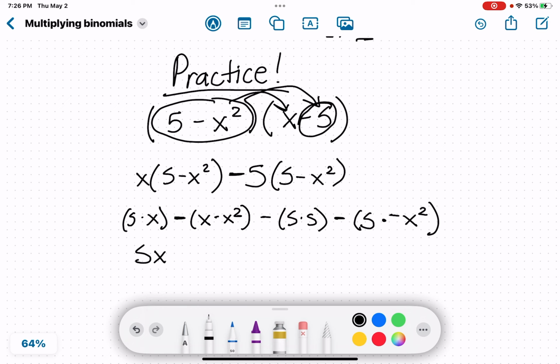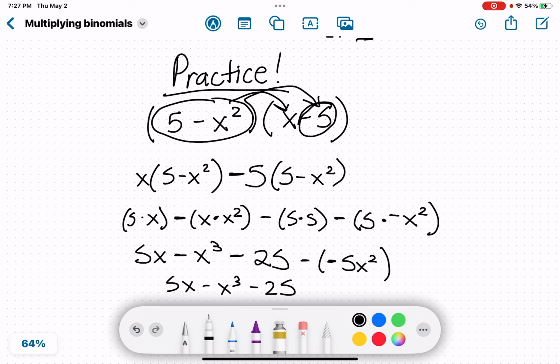So we have 5x. This is a multiplication sign, by the way. The dots, don't confuse them for little minuses. Minus x times x squared is x to the third, minus 25, minus 5 times negative x squared is negative 5x squared. And minus a negative is essentially a positive. So we have 5x minus x to the third minus 25 plus 5x squared.